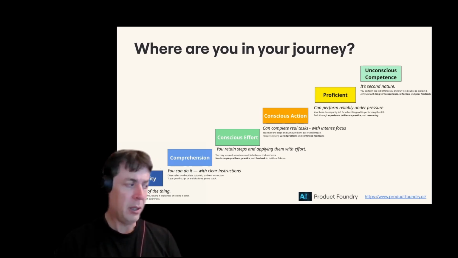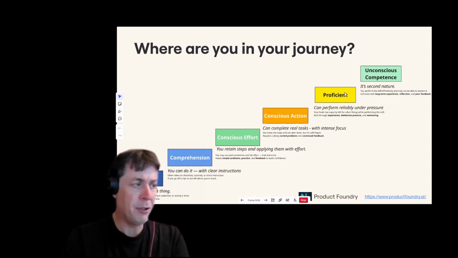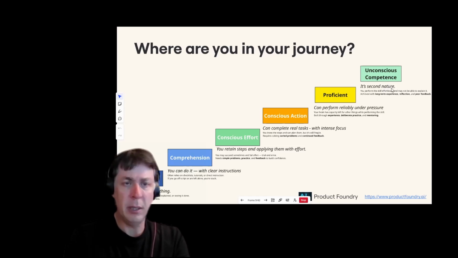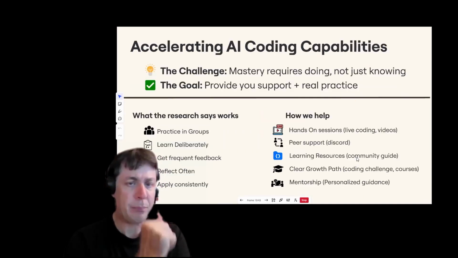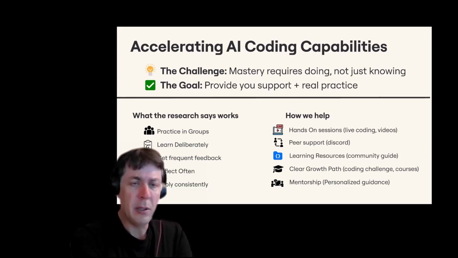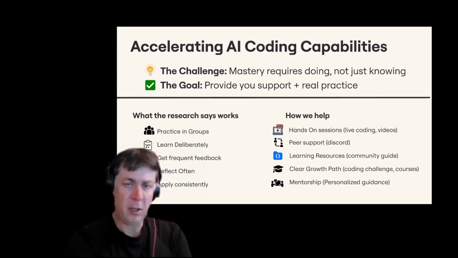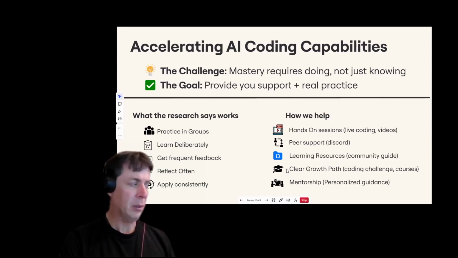What we're looking to do through this community is basically bring people up the curve fast. So to get you from familiarity up to proficiency, or if you want to go for unconscious competence, then obviously we can help people aim for that as well. There's a chunk of resources coming available to help you through that. But just before I jump into that, this goes for anything, actually, not just coding: mastery requires doing. It's not just a case of knowing it, you need to do it as well. So the goal of the community is to support you in real life practice. And the research says that what works best is practicing in groups, learning deliberately, so having a plan, getting feedback, reflecting often and applying consistently.